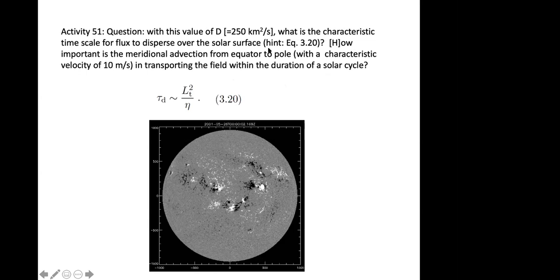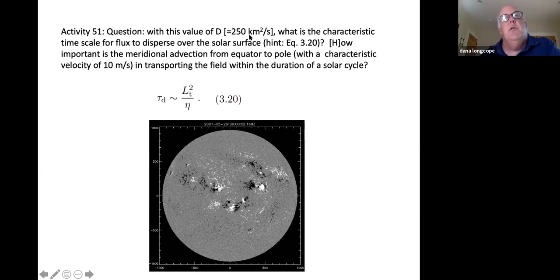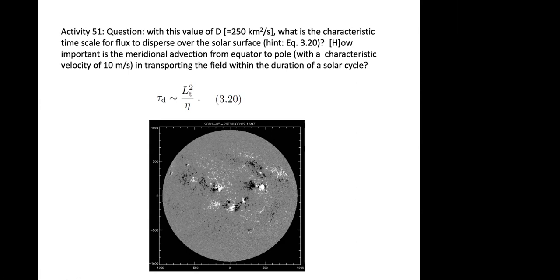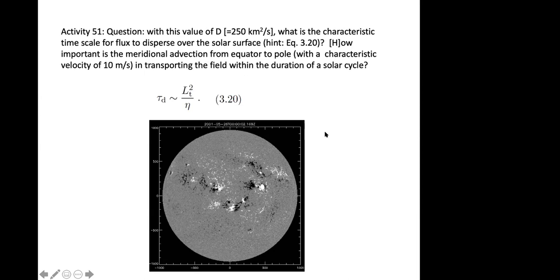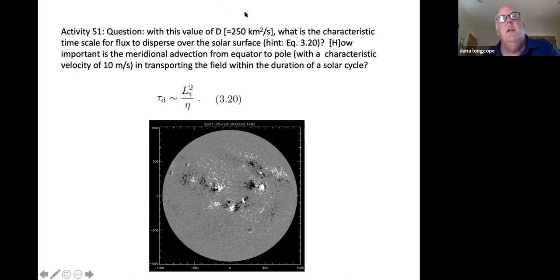But the diffusion is pretty fast. It's 250 kilometers squared per second. Did anyone, Nick, did anyone do this? This was assigned to some of the groups, right? This exercise? I believe so. Okay. If anyone has an answer they want to share, could you just shout it out? How long would it take, the characteristic timescale defined this way, for the flux to diffuse over the entire solar surface? So basically to disappear after using this diffusion coefficient. Or you can put it in chat, and Nick will read it off of chat.